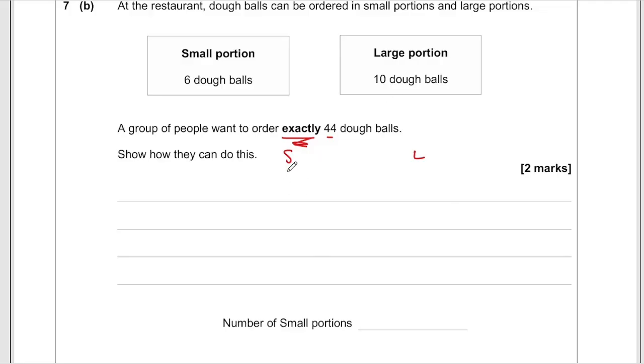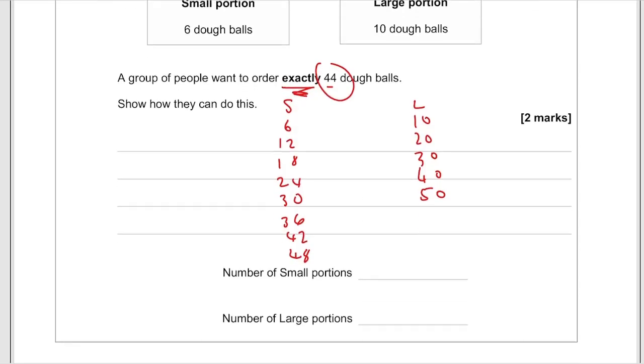So 6, 12, 18, 24, 30, 36, 42, 48, and then 10, 20, 30, 40, 50. That takes us over the 44 balls that they need. Now I've got to pick a number of small and large portions so we get exactly 44.